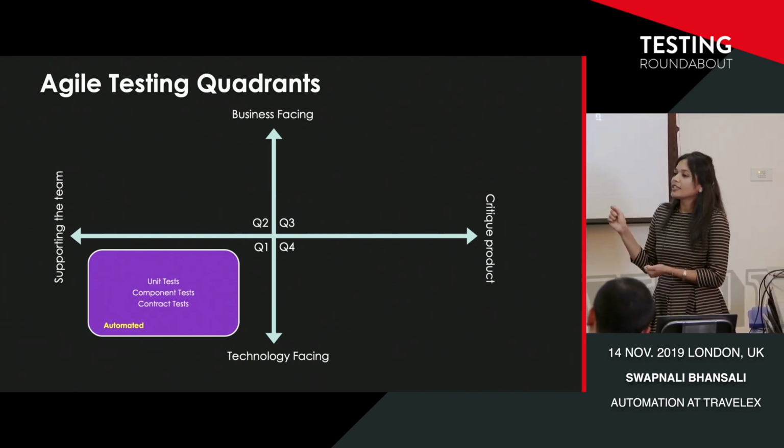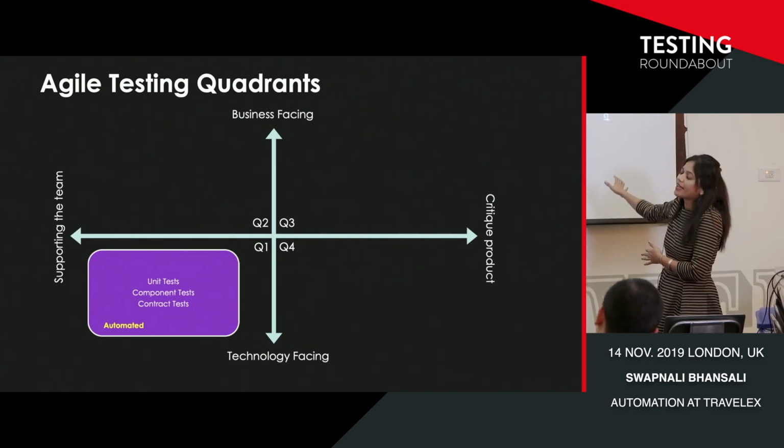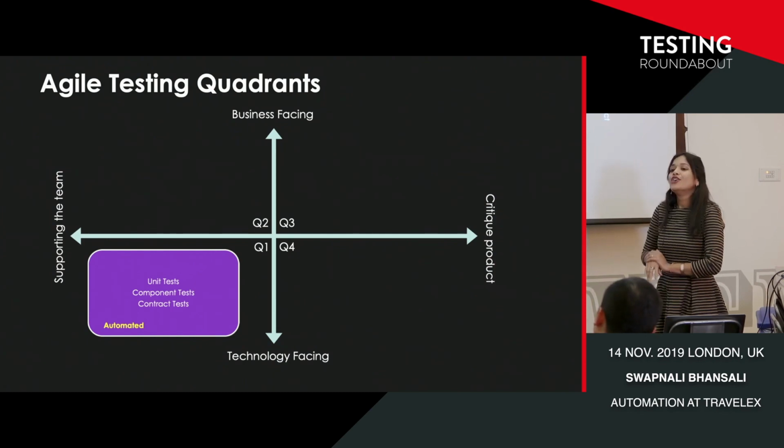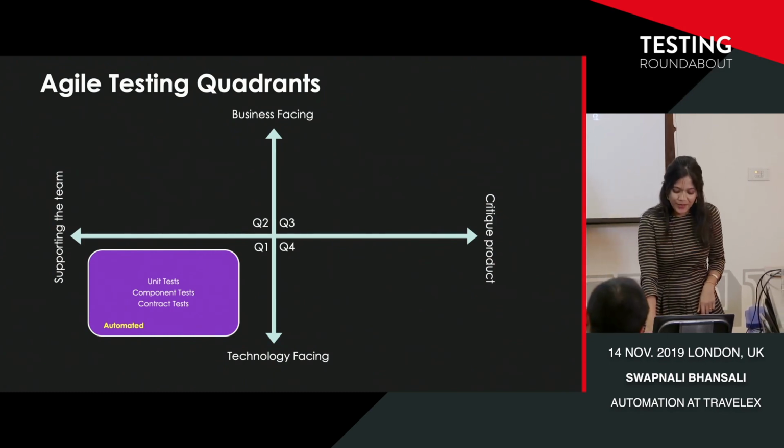If you cannot cope with the activities of this quadrant, then it becomes difficult to manage the activities of the other quadrants. So if your developers are not writing these tests, make sure you force them to write them.